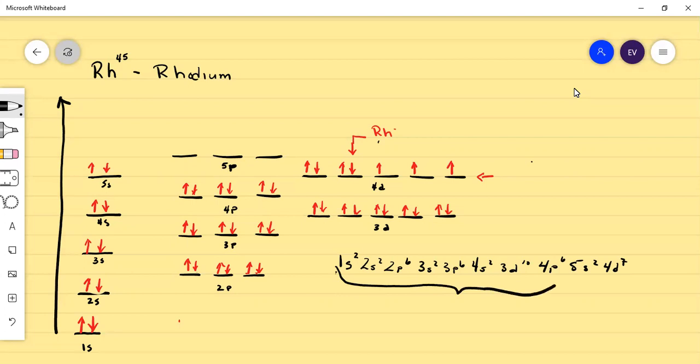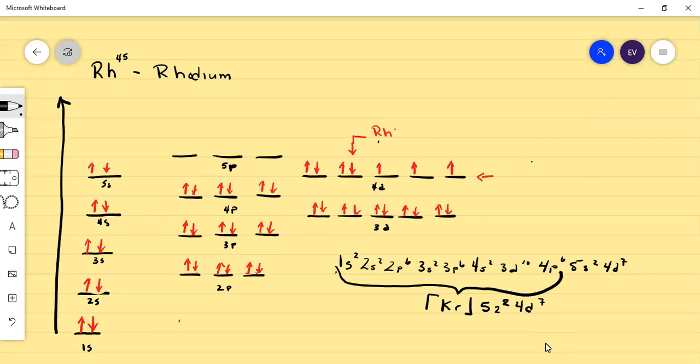Because all of this, if you were to follow this configuration to its end, you would end up at krypton. So I'm going to replace all that with my noble gas, krypton. Then I just have to put the configuration of whatever row we're in to get to our desired element. So this is our orbital notation, and this represents our noble gas configuration.